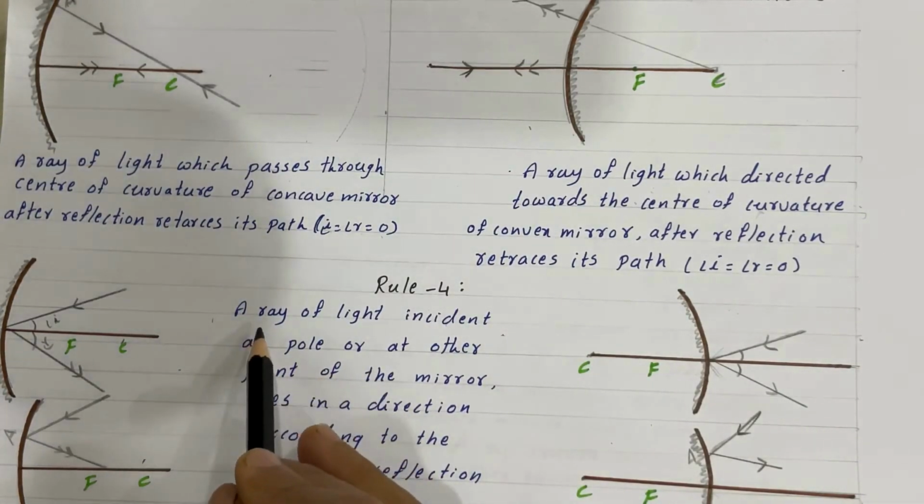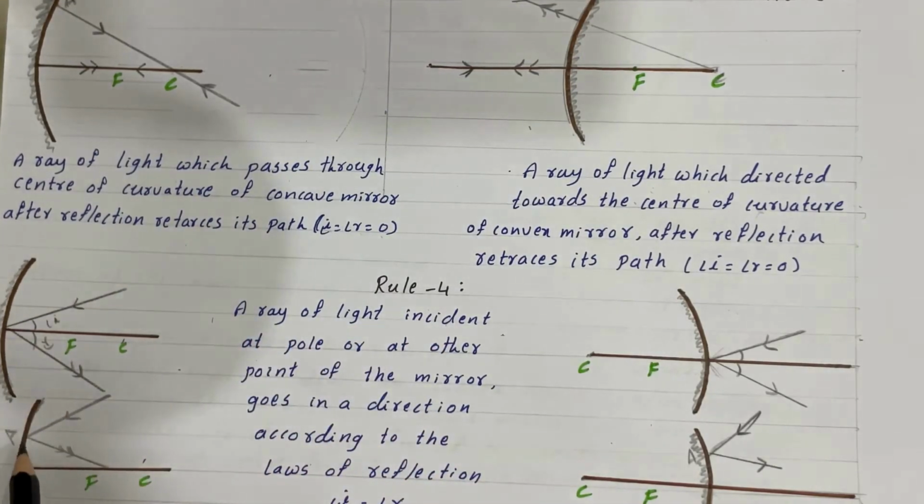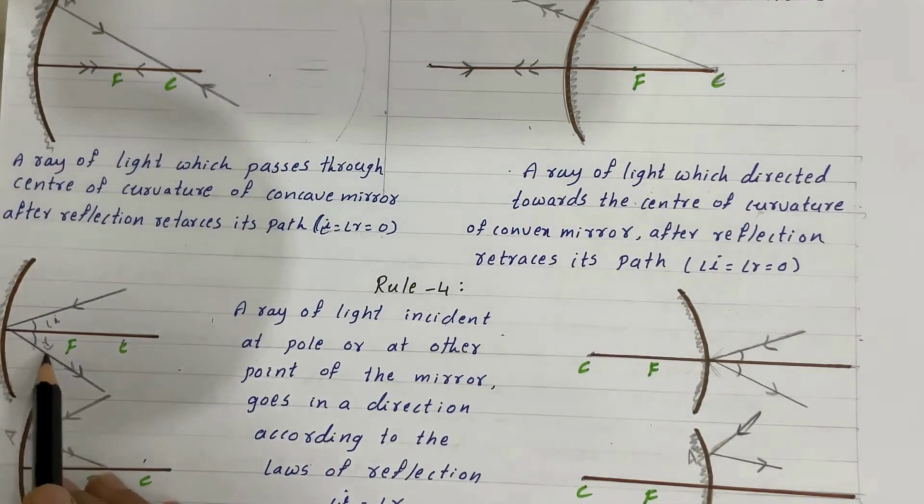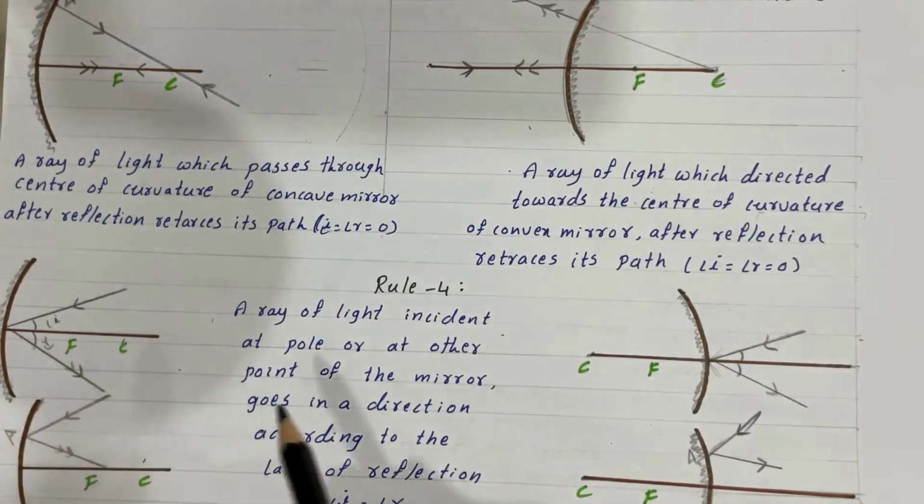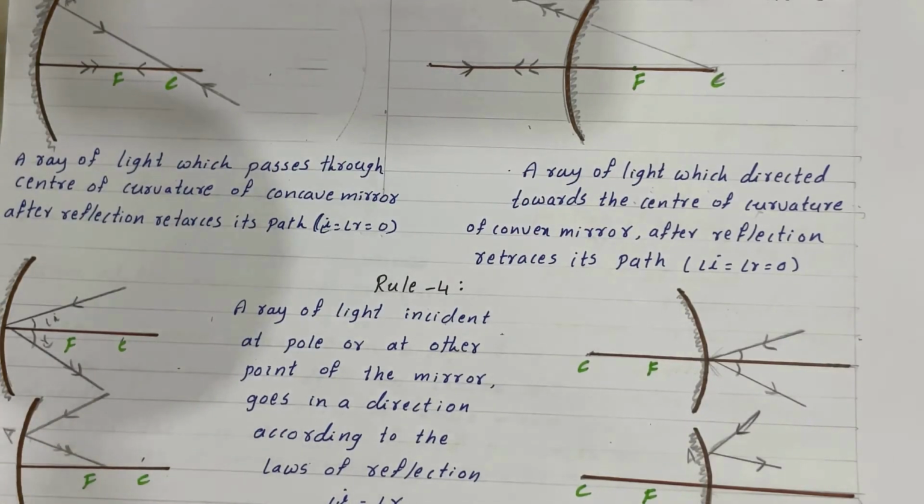What is our fourth rule? A ray of light incident at the pole or at any other point of the mirror goes in a direction according to the laws of reflection, that is, making an equal angle of incidence. Angle I is equal to angle R.